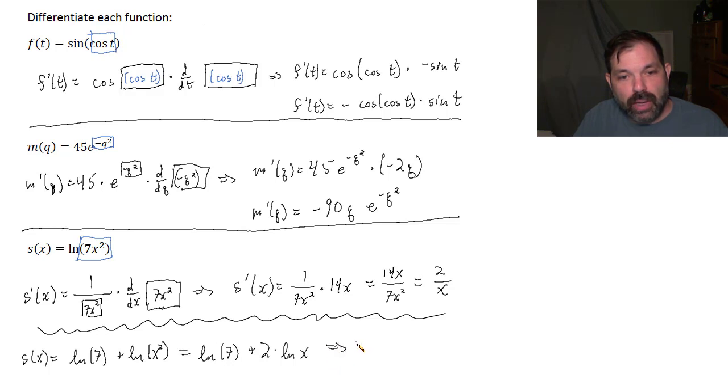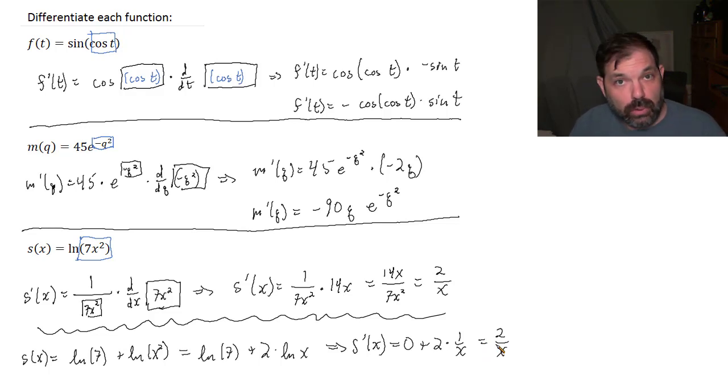So then s prime of x: the natural log of 7 is a constant, and so its derivative is 0, plus 2 times the derivative of the natural log of x, which is 1 over x. So I have 0 plus 2 times 1 over x, which is 2 over x. So we need to be aware of our rules for logarithms and exponents. Your rules for logarithms can be helpful if we need to calculate derivatives.